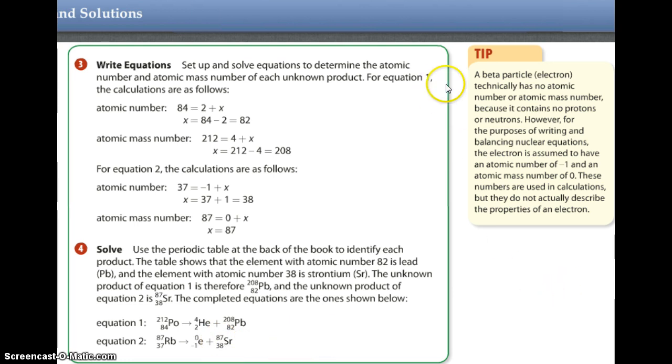Tip: a beta particle or electron technically has no atomic number or atomic mass number because it contains no protons or neutrons. However, for the purposes of writing and balancing nuclear equations, the electron is assumed to have an atomic number of -1 because the charge is -1, and an atomic mass number of 0. These numbers are used in calculations, but they do not actually describe the properties of the electron.